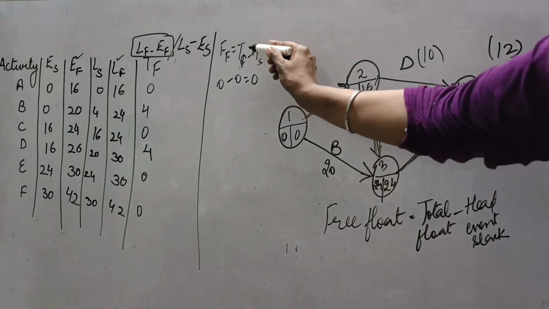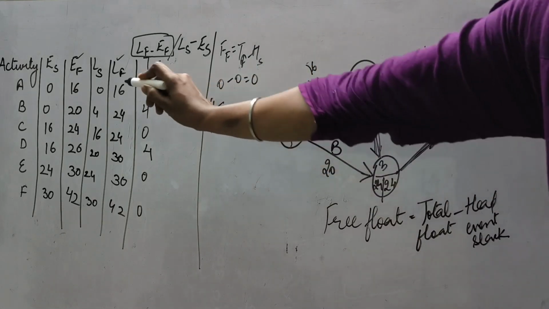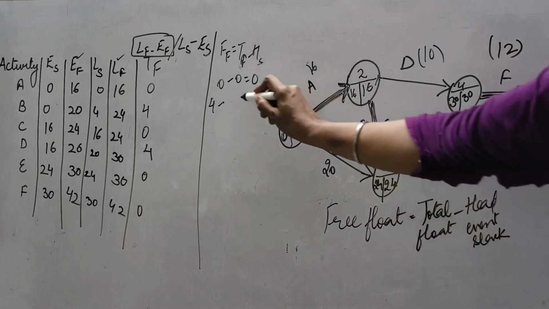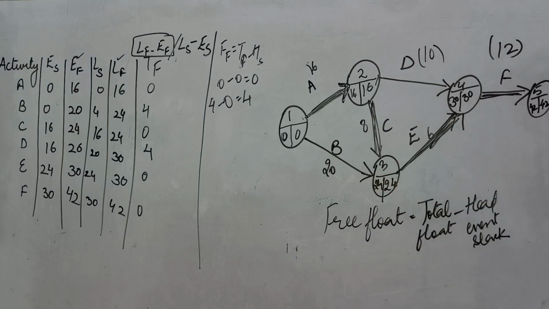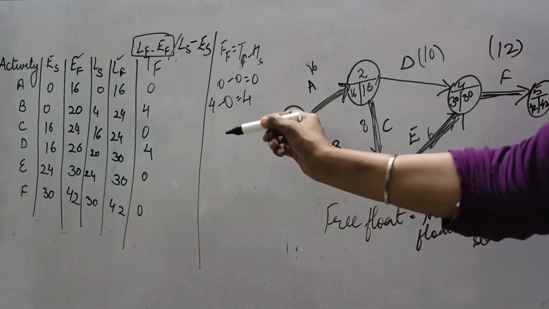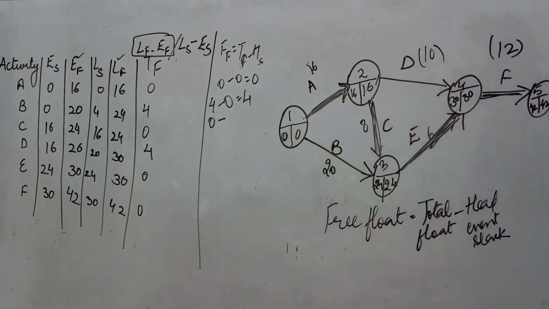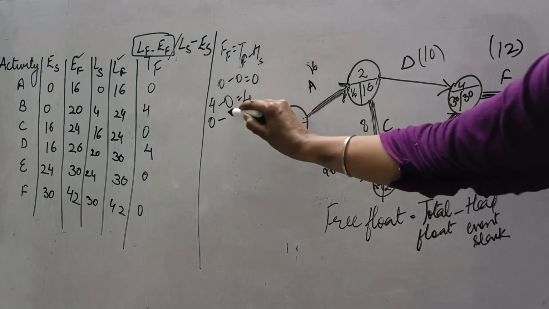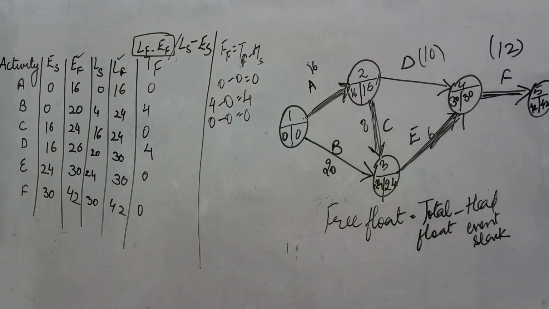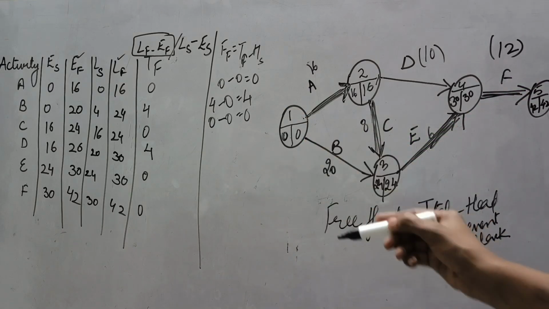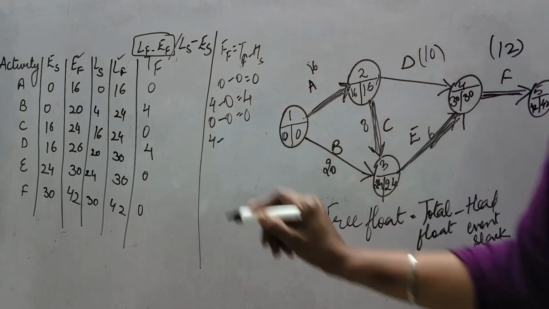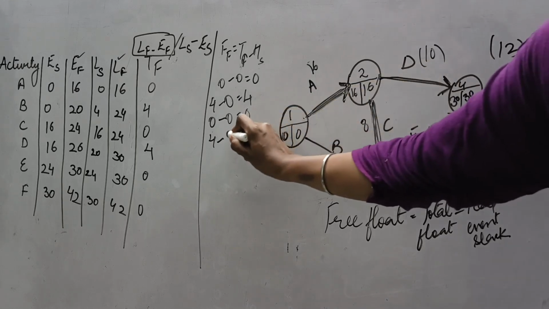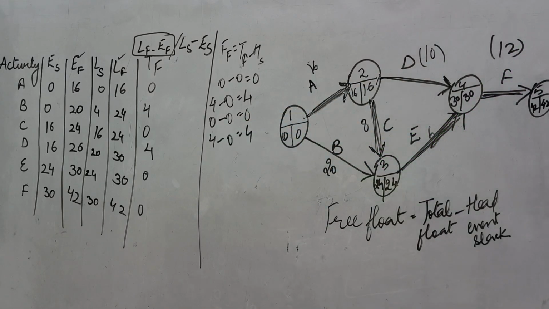Come to the second case. Total float is 4 and this is activity B. For activity B, this is the head slack: 24 minus 24, again it comes out to be 0. So the second answer is 4. Coming to the third, total float 0 minus, for the C activity, this is the head: 24 minus 24, 0. So again the third answer is 0. For D activity, the total float we calculated was 4 minus, and this is the head: 30 minus 30, 0. So it will be 4 only.